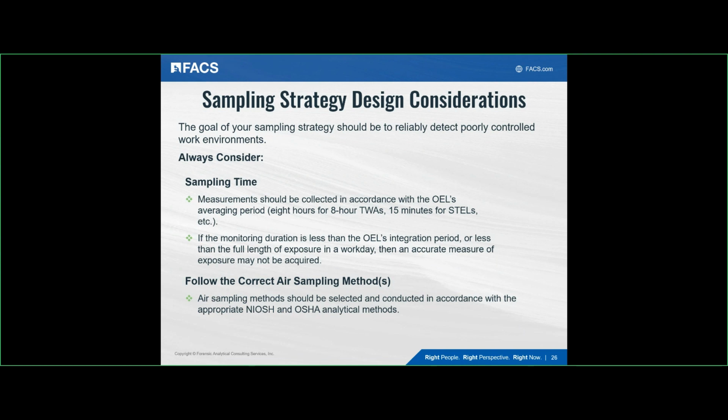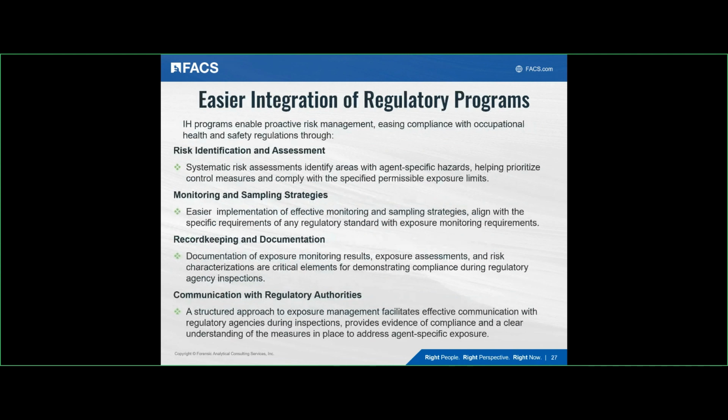It's also critical to follow correct air sampling methods. Your air sampling methods should be selected and conducted in accordance with appropriate NIOSH and OSHA analytical methods. And another note on that is it's really important to have a good relationship with the lab that you're using for analysis. Oftentimes these labs, which should always be accredited through AIHA, may have vetted modifications to those methods, and they will work with you and help you understand why you may need to approach this specific sampling initiative a little bit differently.